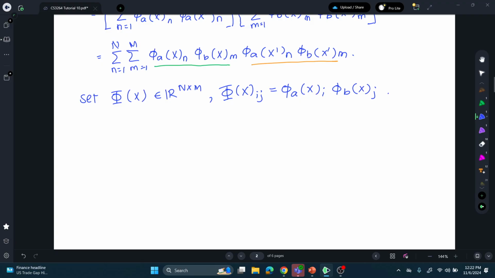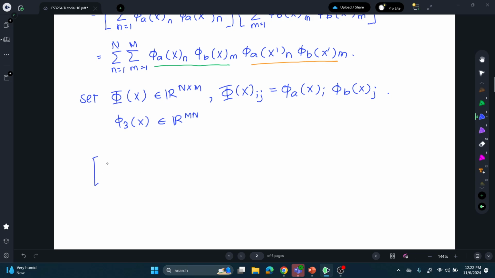Now comes the interesting one. How do we set your phi 3? So we are going to set phi 3 of x. Instead of it being a 2D matrix, because I want my kernel to be a vector, right? I want my kernel to be a vector. So what I'm doing now is I will set my phi 3 to be basically a flattening of the initial 2D matrix. So how do we do this?